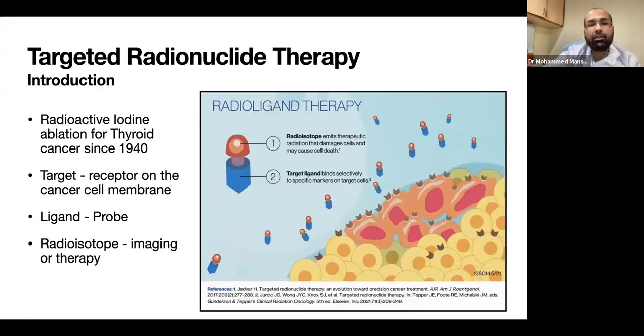Let us begin with the introduction of targeted radionuclide therapy. This is an old concept. It started with radioactive iodine ablation of thyroid cancer since the early 1940s. Here, there is a target on the cell membrane of the cancer cell, to which the ligand can bind, and we label the radioactive isotope to the ligand, and that directs us to the cancer cell, and then it gets internalized. This is how we deliver the radioactive medicine directly to the cancer cell, and that is the reason why it's called targeted radionuclide therapy.